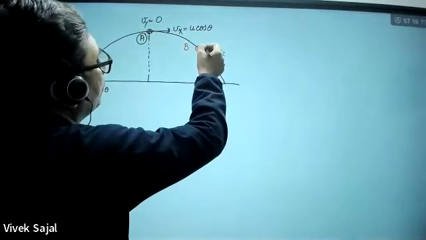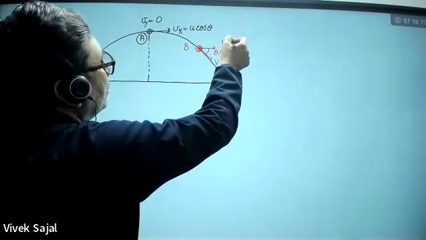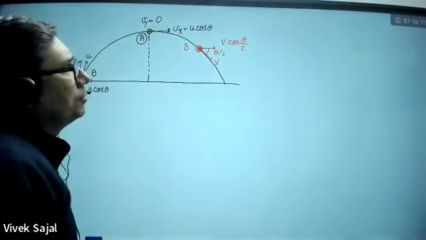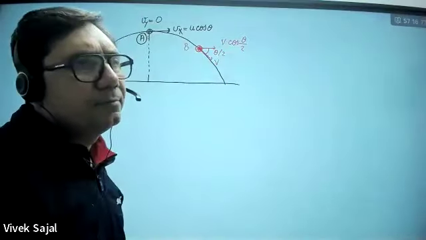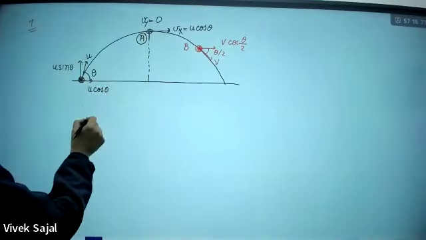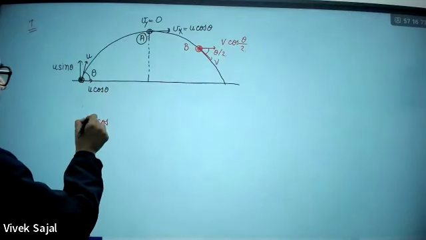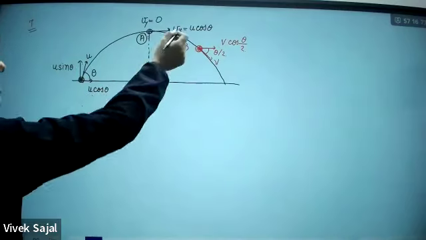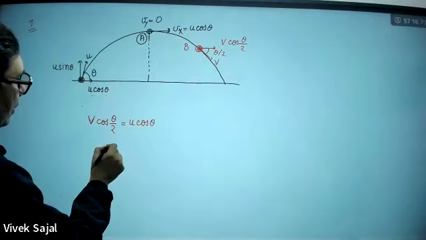So if you write its horizontal component, this will be V cos theta by 2. This will be the horizontal component. Vertically downward component will be V sin theta by 2. Because horizontal component remains constant, this V cos theta by 2 will be equal to U cos theta.